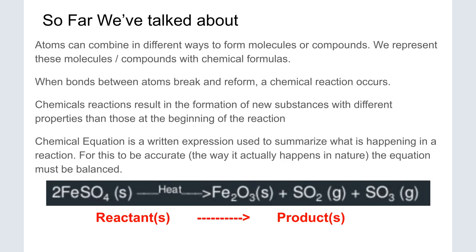A chemical equation is a written expression used to summarize what's happening in a reaction. For this to be accurate, the way it actually happens in nature, the equation must be balanced. The reactants are on the left-hand side, and after the arrow, they become the products. So you'll notice Fe2SO4, with some heat, breaks into Fe2O3, SO2, and SO3. So you'll be getting an idea of what type of reaction this is.